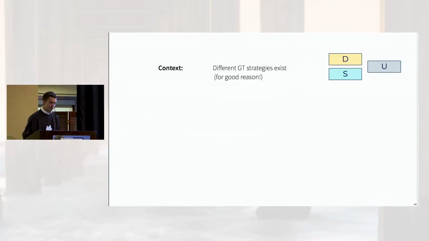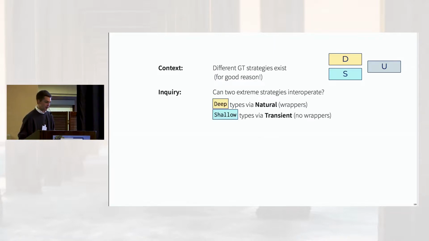So to wrap up, we've seen that different gradual typing strategies exist, and it's for good reason. It's not just an accident because we have different languages like JavaScript and Python, but it's because there's this fundamental trade-off between 3 things that we care about.